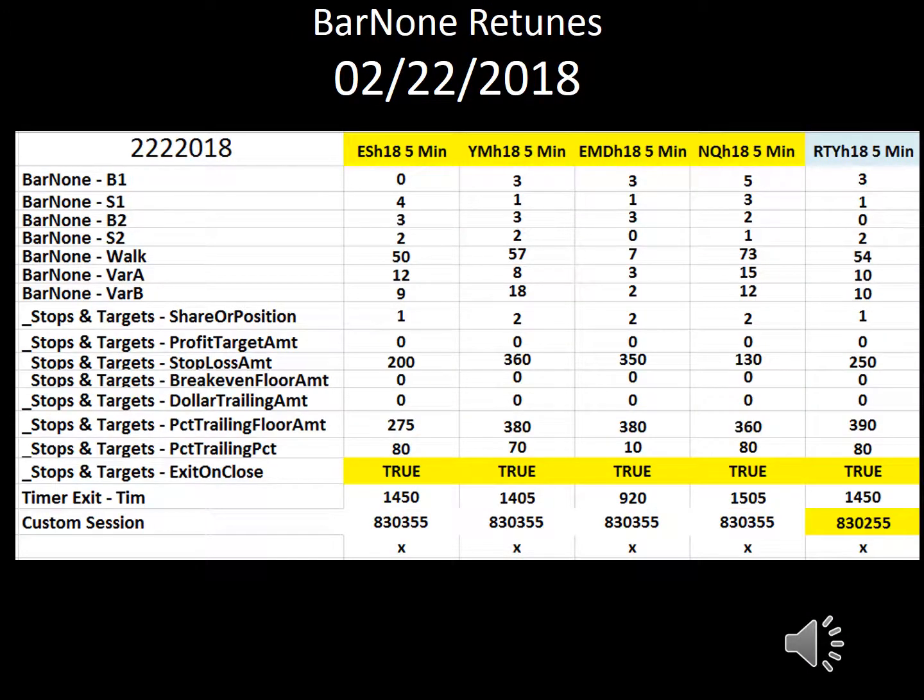This is the last one, Bar None, and if you're looking for a small stop, it's the NASDAQ there. It's a $130 stop. Kind of an interesting tune. I suggest you take a look at that if you're looking for small stop systems. That is the smallest in the Bar None tunes.